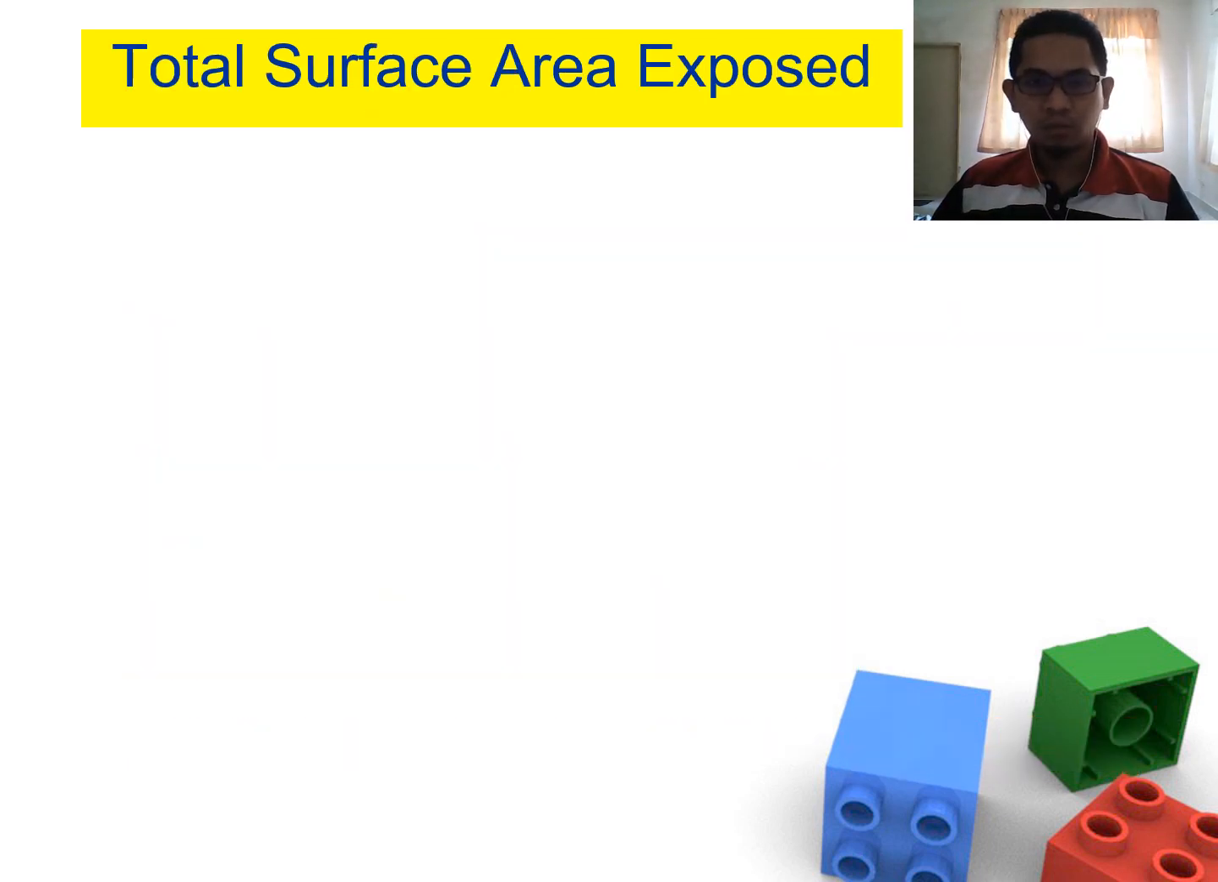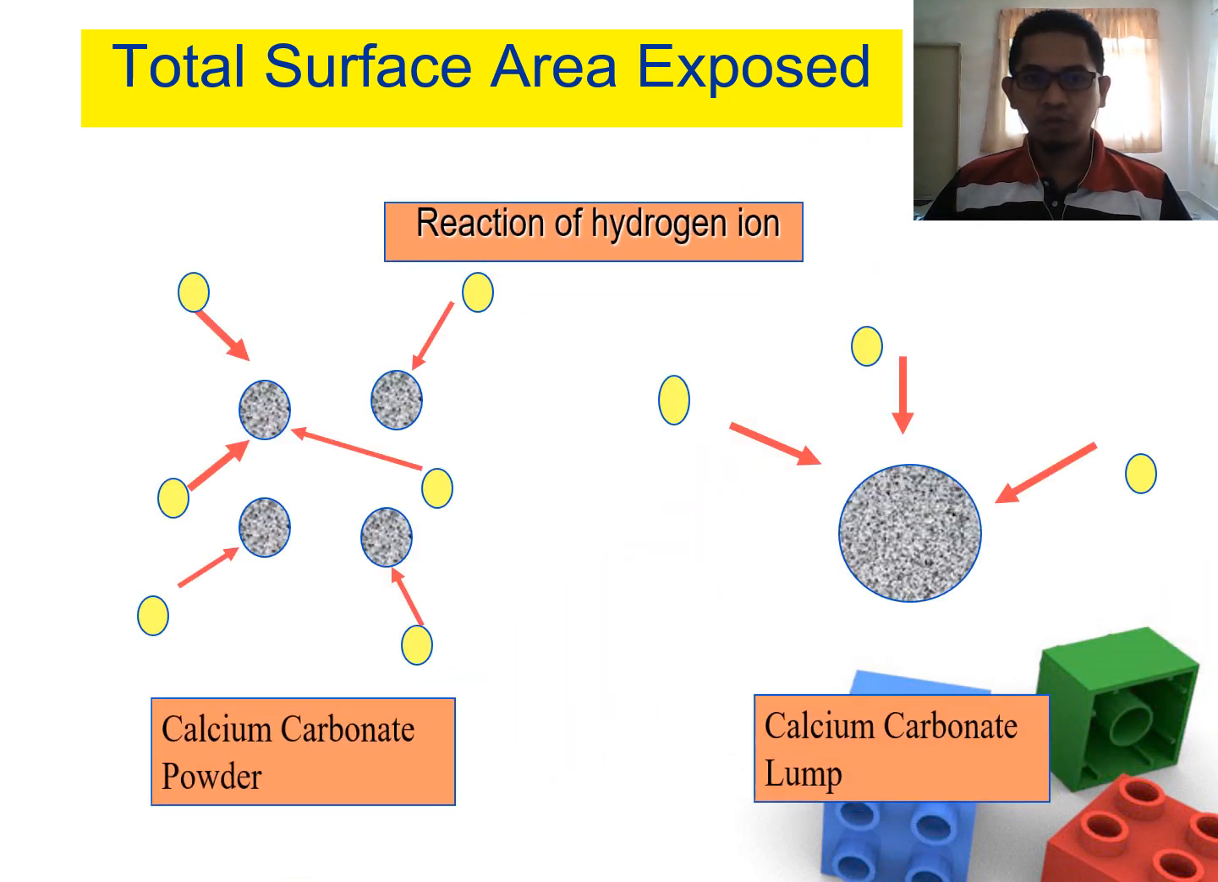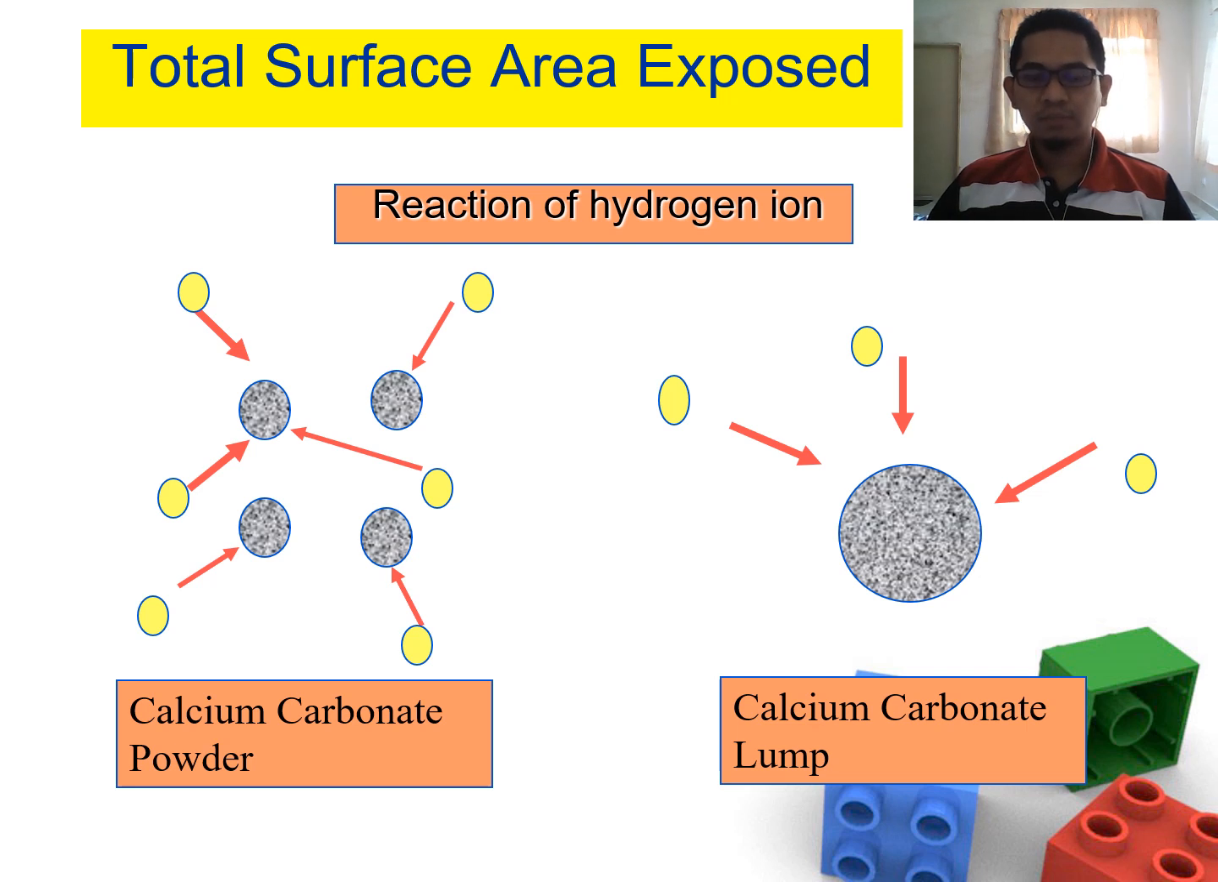Here, we will explain why small particles have a higher rate of reaction. For example, 1 gram of calcium carbonate powder compared to 1 gram of calcium carbonate lump. Total surface area exposed for reaction in calcium carbonate powder is bigger than in calcium carbonate lump. That's why calcium carbonate powder has a higher rate of reaction than calcium carbonate lump.